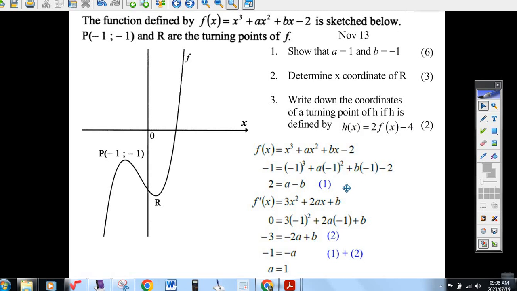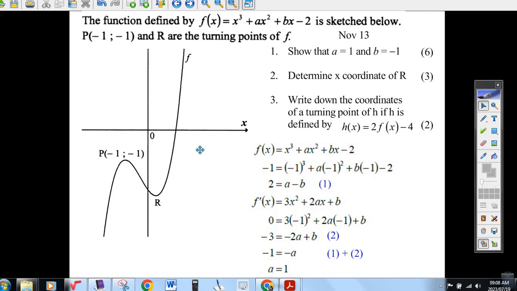We're going to work out this and this, and we're going to get a minus b. Minus 1 squared is 1. That's minus b there. So there's an equation: 2 equals a minus b. If we could get another equation and solve the system of equations, we'd have our answer.